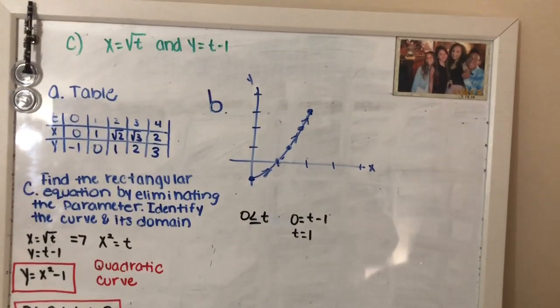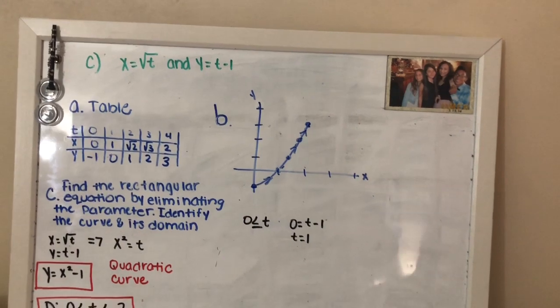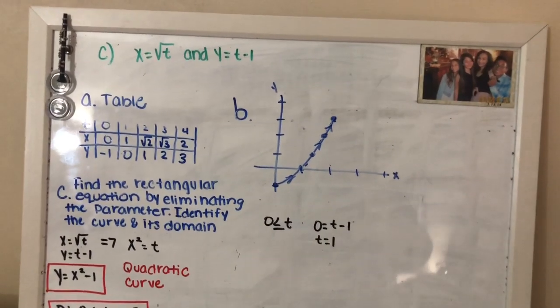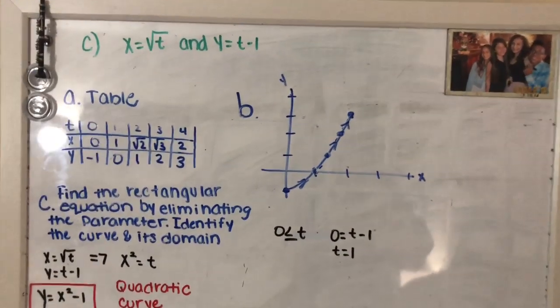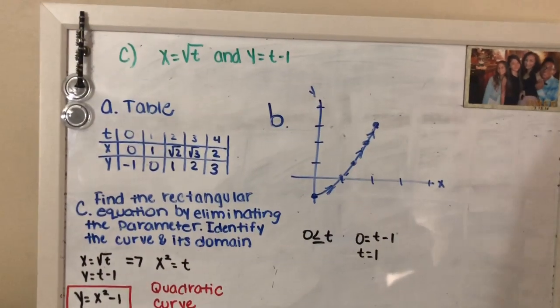Hello. Okay, so I'm going to do C for the math problem, and I'm going to show you my board. It gives us the curve x equals square root of t and y equals t minus 1. So the first step is A, and it asks us to complete the table. The table just gave us the t values, and we had to fill in the x and y values.